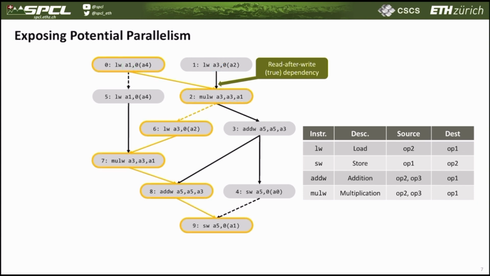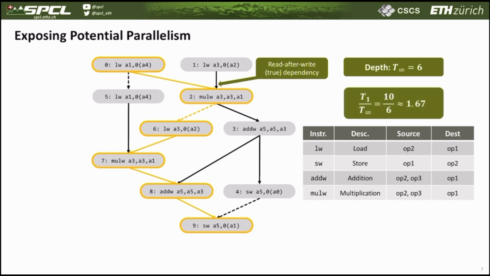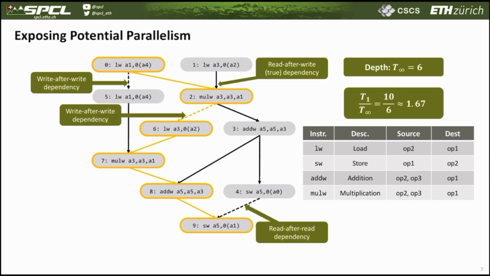So for example, first, if we continue with these false dependencies included, we will see that the depth is 6 here, which would give us an average parallelism of only 1.67. But if we are more careful with how we draw our edges, so you can already see we are careful because we drew some of these edges with dashed lines, you see that some of these dependencies are actually read after read dependencies, right?